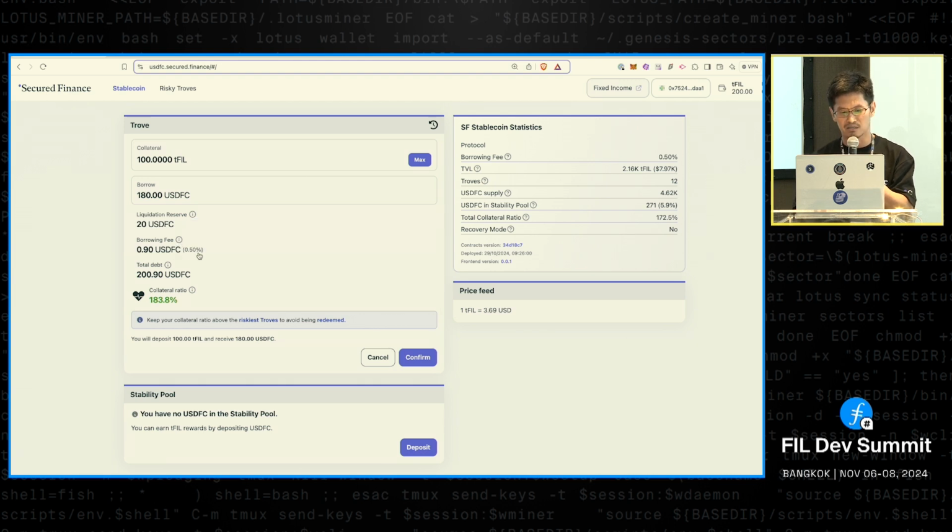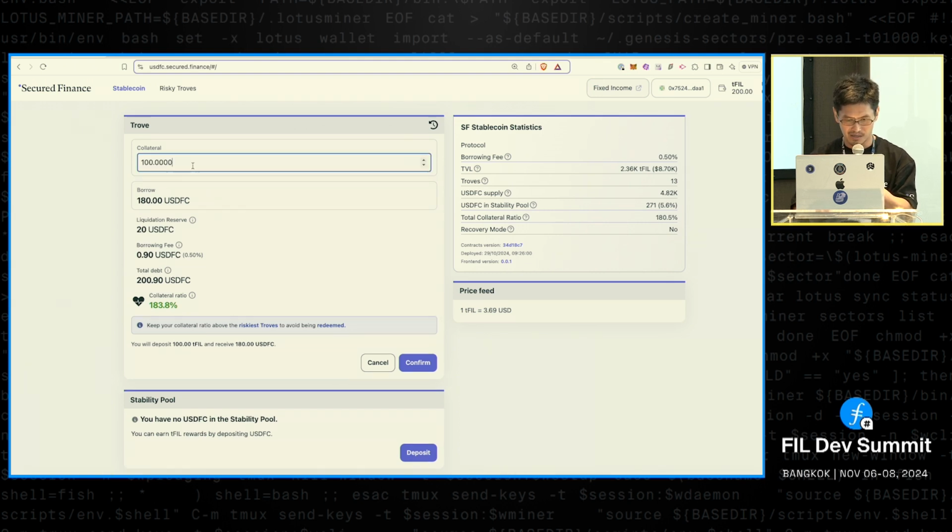And that's actually variable. It could be higher depending on the base rate, which is related to the redemption functionality, which I can cover later. And you can see the collateral ratio, which is 183%. The minimum collateral ratio is actually 110%. But if your trove goes lower than 110%, it will be subject to liquidation, and you lose the entire collateral.